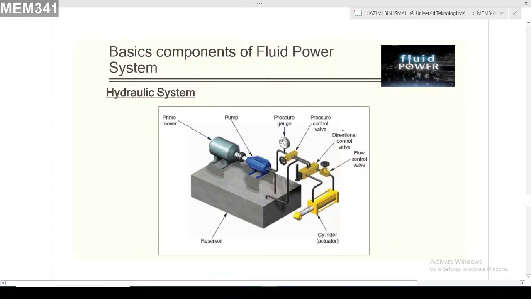And then this system also has the directional control valve here. So it controls the direction of the flow, which direction the flow has to go, here or down here. If here, you close the control valve, so it only passes here. When it passes here, the fluid will move the actuator. In this case, maybe it will go backward or retract.